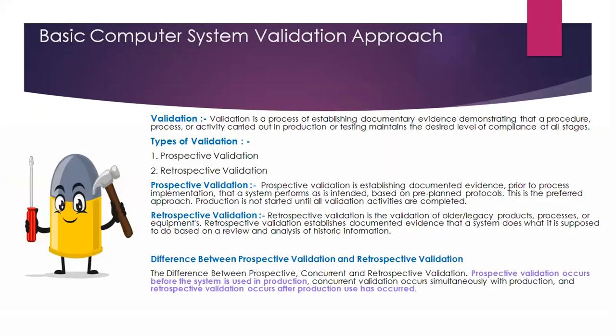This legacy system is an old system. So there are two systems used in industries: prospective and retrospective validation systems.